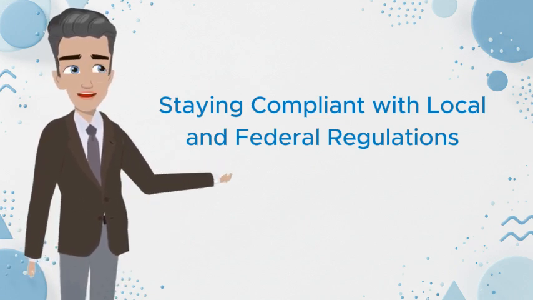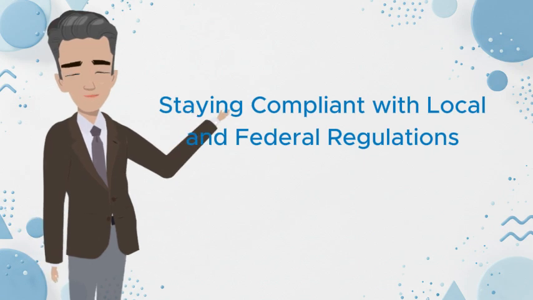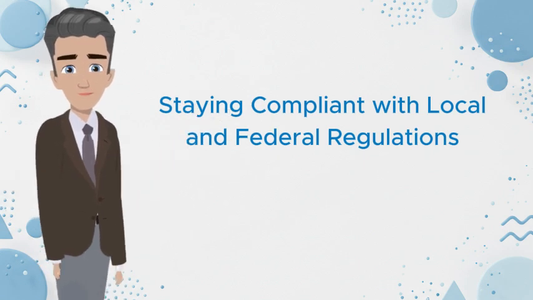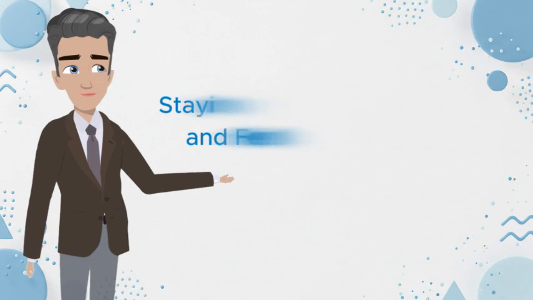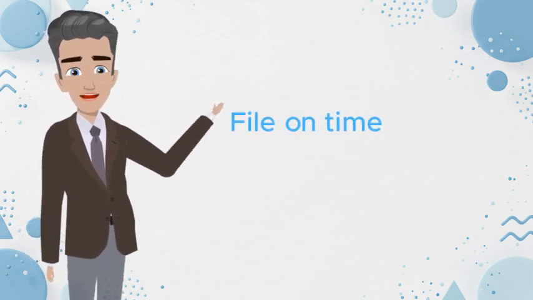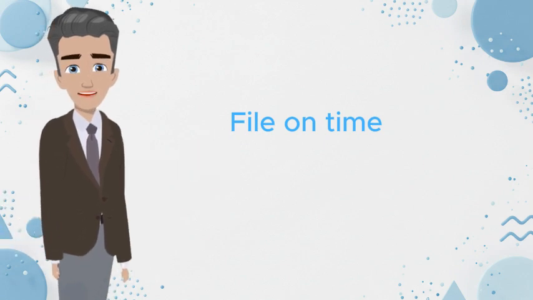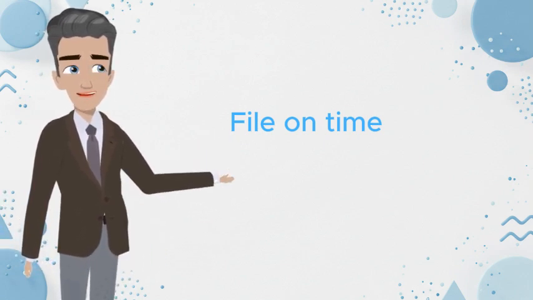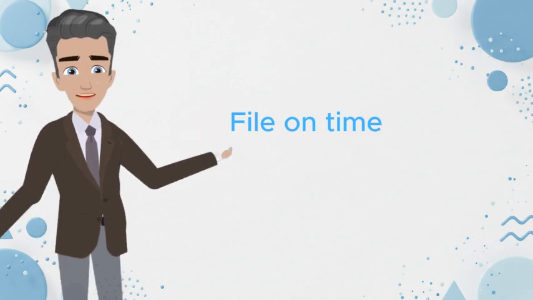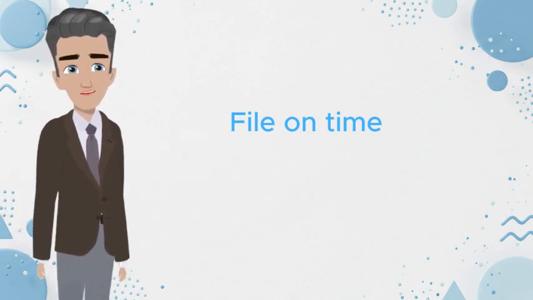Staying compliant with local and federal regulations. Staying compliant with local and federal regulations is essential to avoid penalties and maintain your business's reputation. Here's how to stay on track. 1. File on time. Missing deadlines can result in fines or interest charges. Use calendar reminders or accounting software to stay organized.